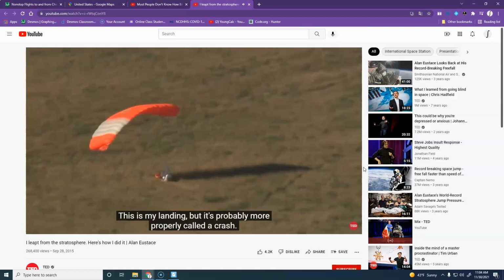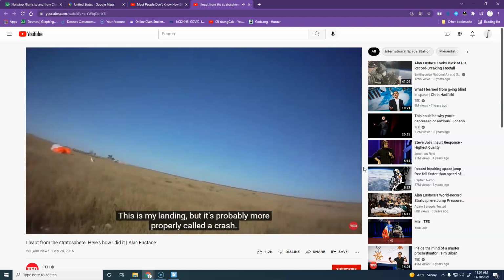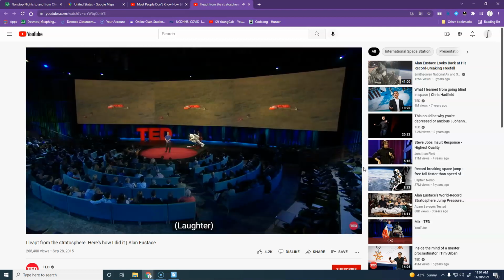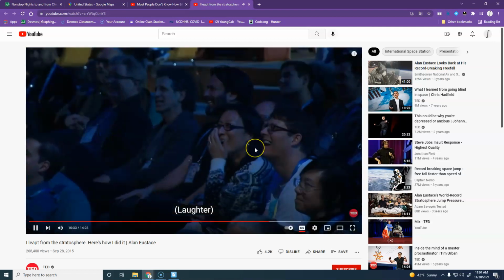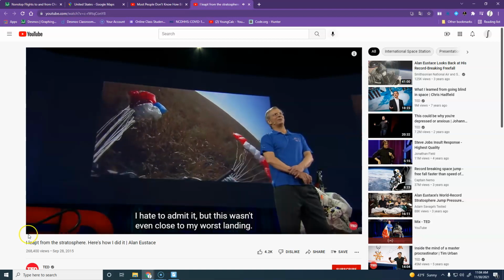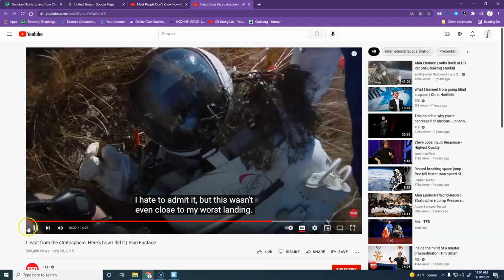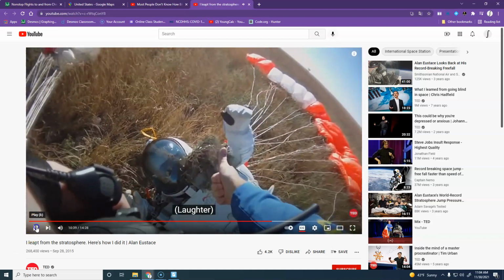This is my landing, but it's probably more properly called a crash. I hate to admit it, but it wasn't even close to my worst landing.